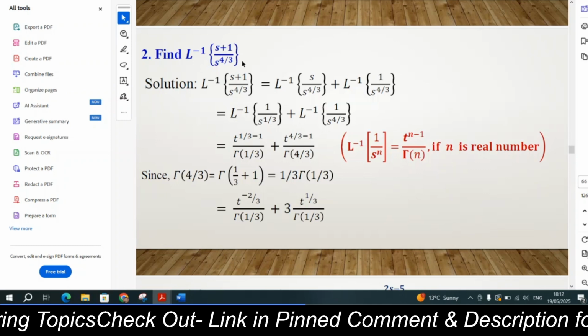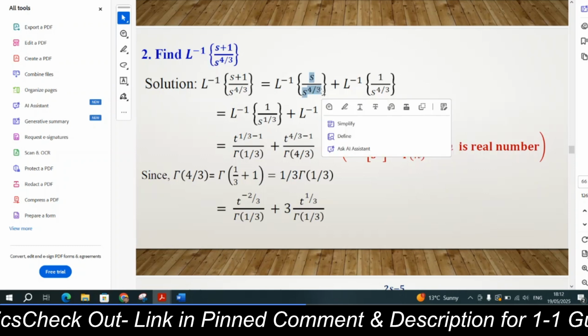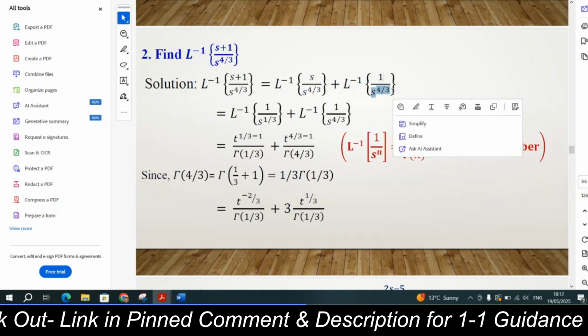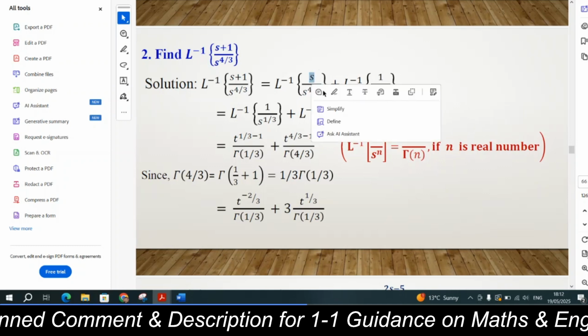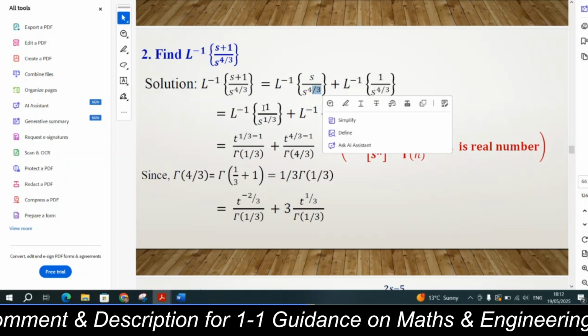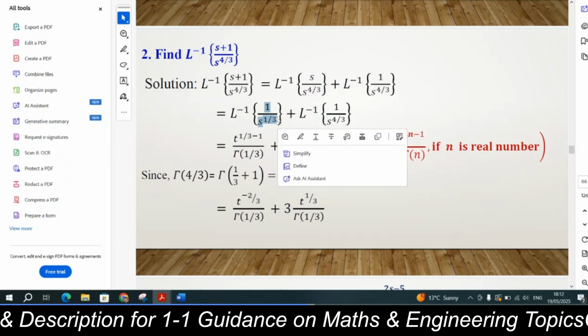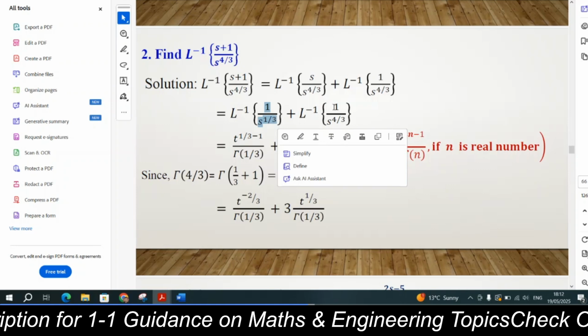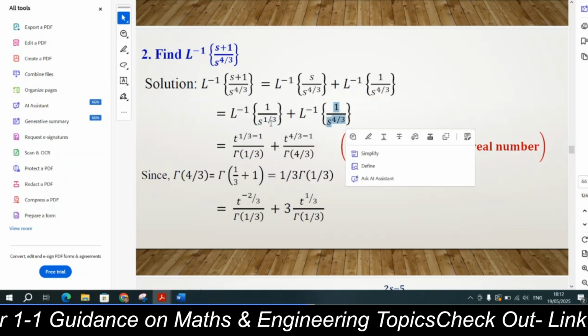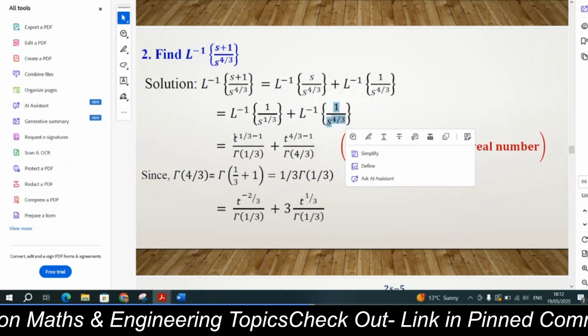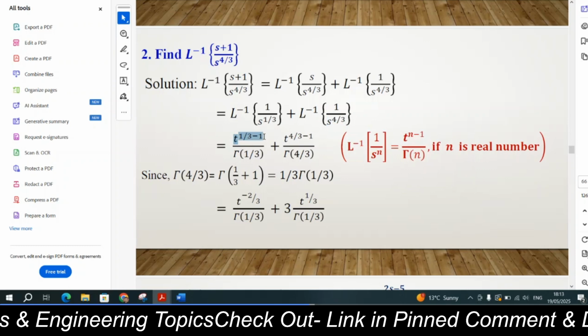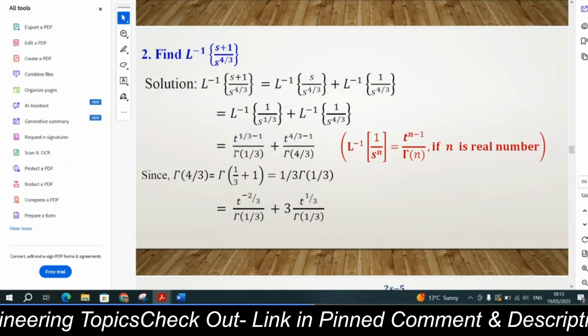It is s plus 1 upon s raised to 4 by 3. Now, looking at this particular problem, you will feel that you have not come across any such problem. But what you can do is split the numerator. So it becomes s upon s raised to 4 by 3 and 1 upon s raised to 4 by 3. Now this is s power 1, which means you can subtract 1 in the power in the denominator and it becomes 1 upon s raised to 1 by 3. And this becomes 1 upon s raised to 4 by 3.